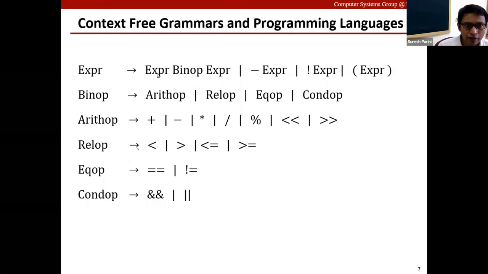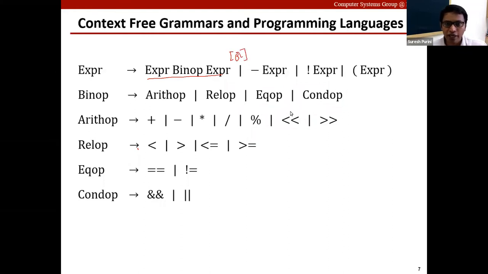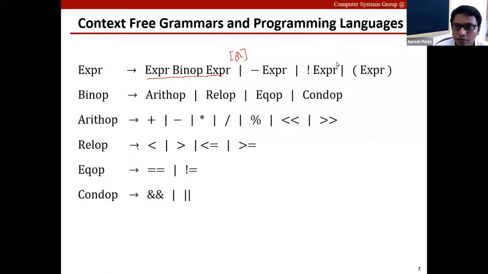So an expression is: take two expressions and connect them through a binary operator, then you get an expression. Or, and this is very important, this vertical bar stands for or. Or you take an expression and put a unary minus operator before it, you get an expression. Or you take an expression and put an exclamation, negation operator before it, you get an expression. Or you put parentheses around an expression, you get an expression.